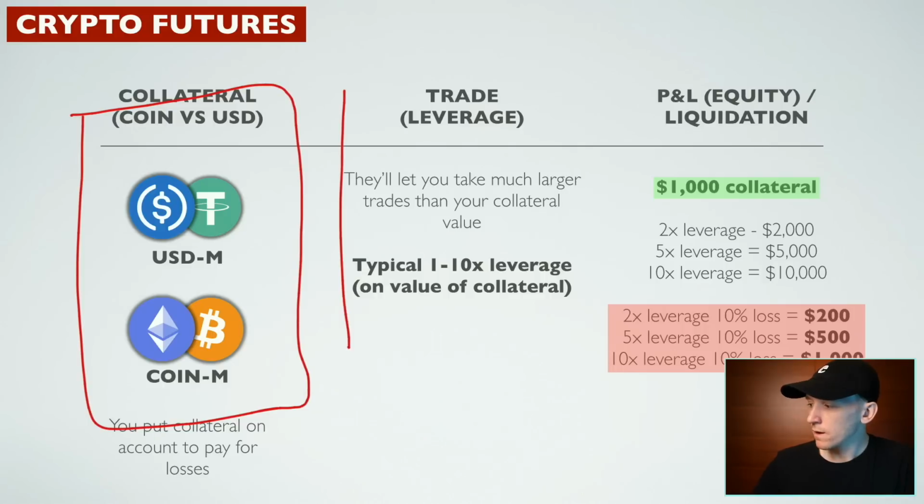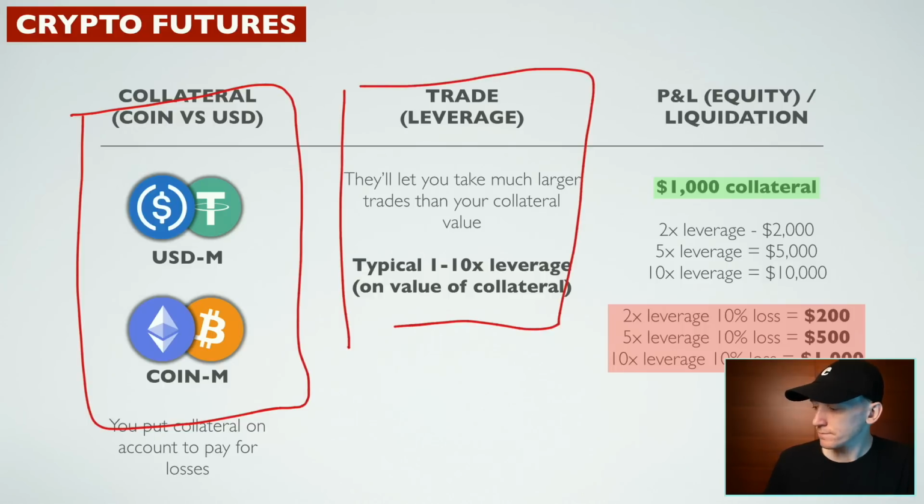From there, you can open a trade with or without leverage. Leverage is allowing you to trade with a dollar value that is more than the dollar value of your collateral. You can do that because you have cash there to pay for potential losses. If you don't want to use any leverage, just choose 1x leverage, which means you have $1,000, you open a $1,000 position, no problem. You can, of course, use higher leverage.